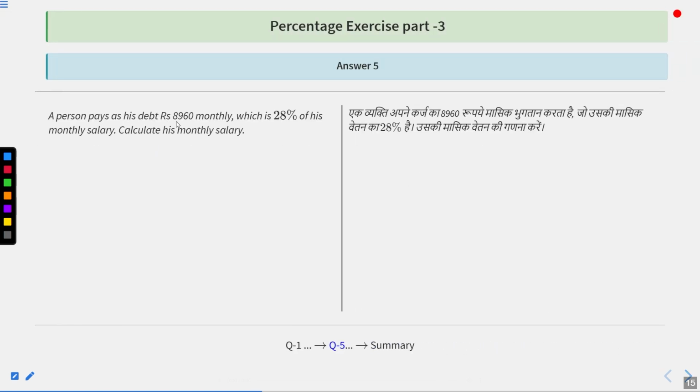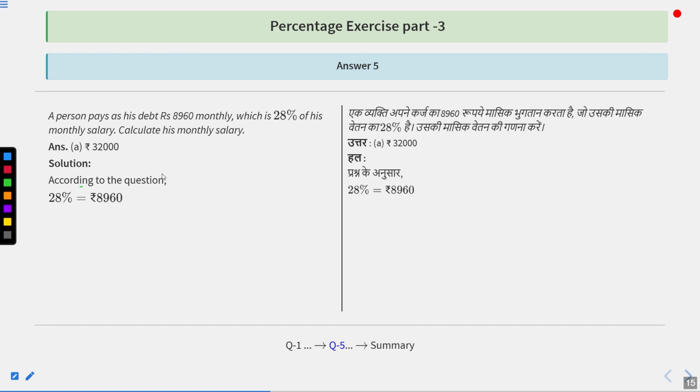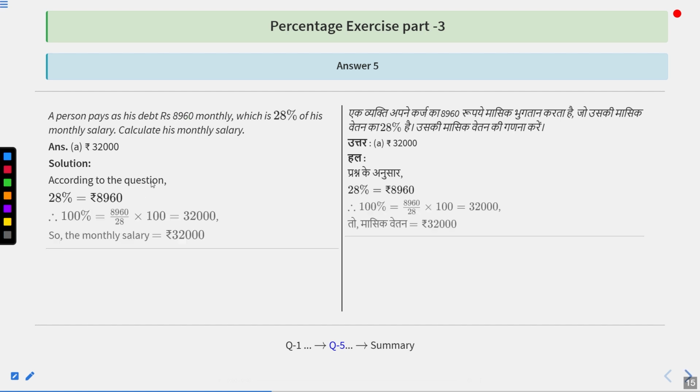So, the person was paying rupees 8,960 as debt monthly, which was 28% of monthly salary. We have to find the monthly salary of that person. So, according to the question, 28% is equivalent to 8,960. So, we have to find the monthly salary, which is in itself always 100%. That means the value of 100% is then going to be 8960 upon 28, that is the value of 1%, into 100, that is 32,000. That means the monthly salary of the person is rupees 32,000. Option number A is the correct answer.